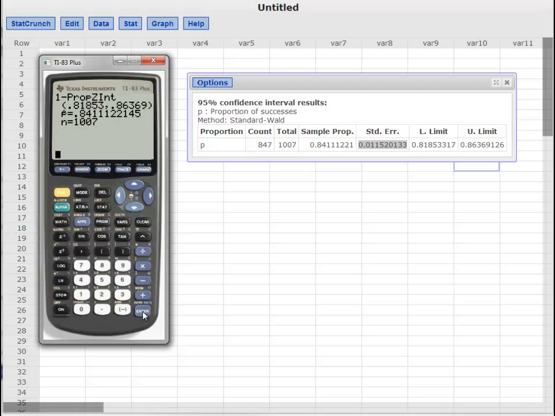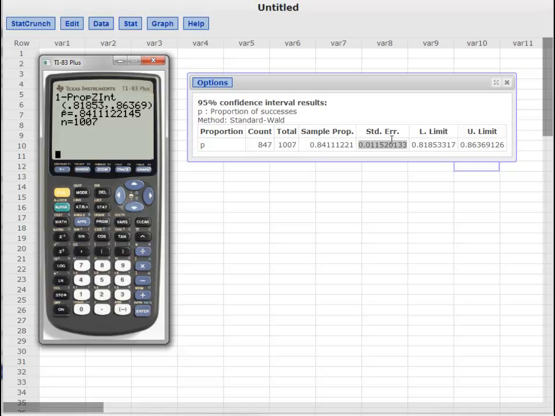Have it calculate. And there are the same numbers, just rounded differently. There's the same p hat, there's the same n. It does not give you your standard error, and it does not give you your E. I think there probably is a way to get the calculator to display that for you.